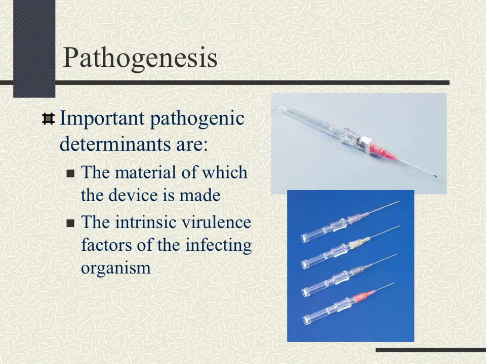Now let's talk about pathogenesis. Important pathogenic determinants are the material of which the device is made and the intrinsic virulence factors of the infecting organism. And remember, early in the first couple of modules, we talked about the different materials that the IV catheters are made of, and there's different options. And over time, that has changed based on the attempt to decrease these catheter-related infections.